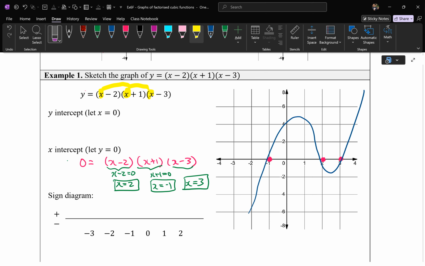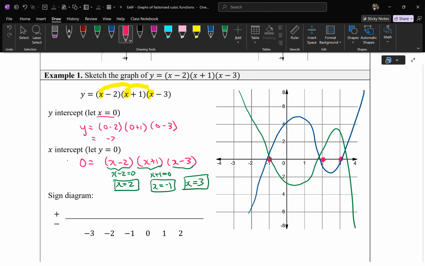All right, team. So I know it has to look something like this, but if you're unsure, let's say you can't read whether it's a positive graph or not, find your y-intercept. Your y-intercept will prove which one it should have been. If I drew both of them again, you either have a y-intercept that's negative or a y-intercept that's positive. So let's work it out. Y-intercept occurs when x equals 0, boys. 0 minus 2, 0 plus 1, 0 minus 3. That becomes negative 2 times 1 times negative 3. What's my answer? 6. It's a positive 6.